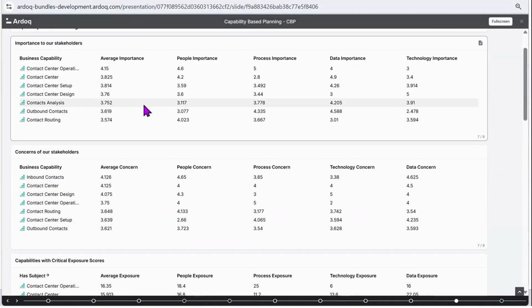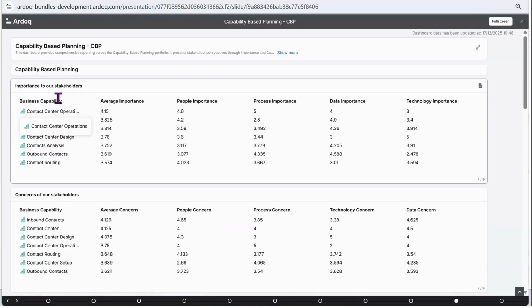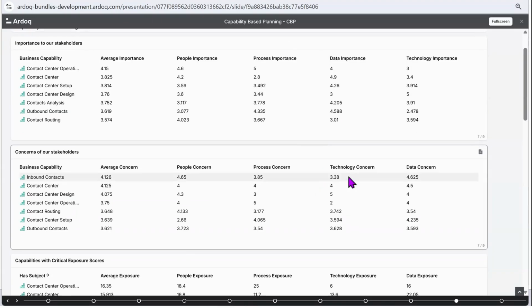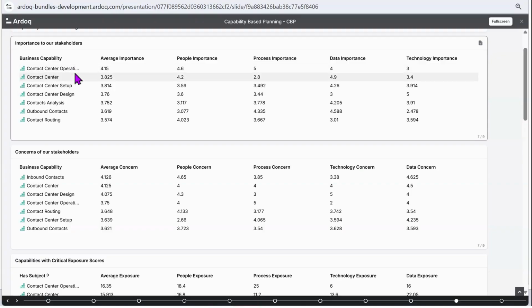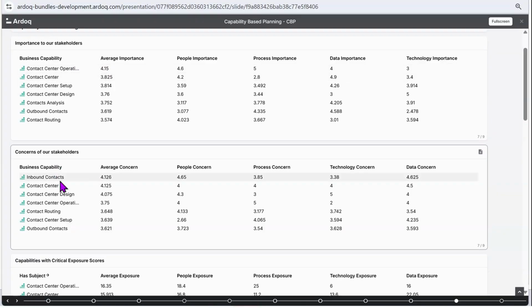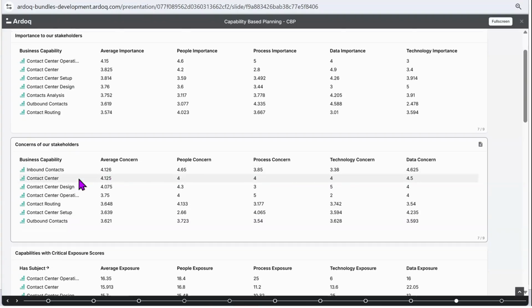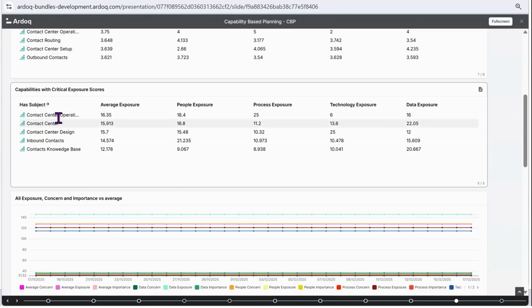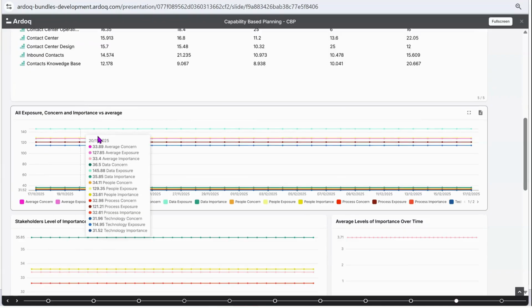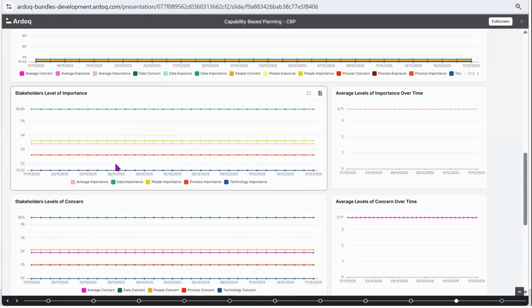There are some dashboards here which identify how important to our stakeholders, what's the level of importance, and the level of concern they have for each of the capabilities. And so in this case, contact center operations has the highest importance, but the highest concern is inbound contacts. And then which one has the highest level of exposure, in this case, contact center operations, and some exposure and concerns averages.